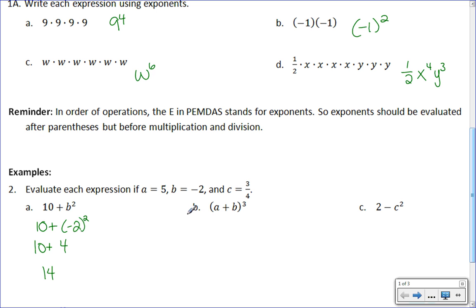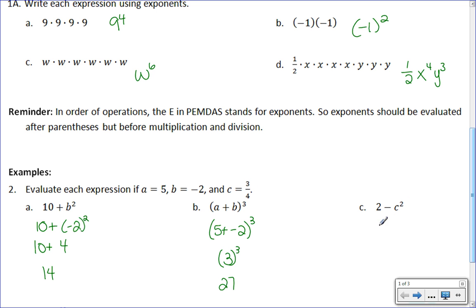Okay. For b, we want a plus b to the 3rd. So we'll replace the a with 5. And we'll replace the b with negative 2. And of course we want to take care of the parentheses first. So 5 plus negative 2 is 3. And now we'll evaluate that exponent. 3 to the 3rd is 3 times 3 times 3. So that is 27.